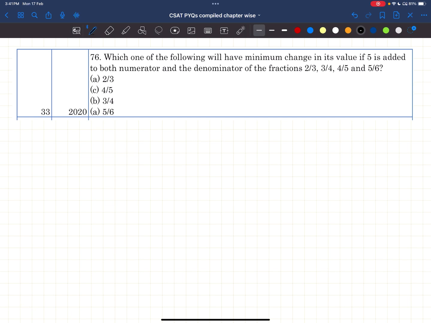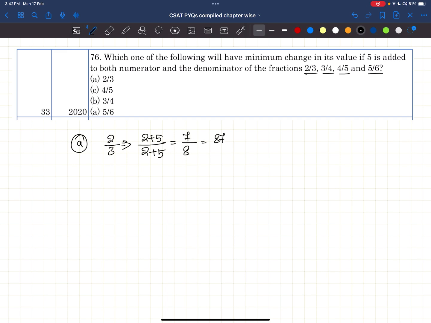Which one of the following will have minimum change in its value if 5 is added to both numerator and the denominator of the fraction? 2 by 3, 3 by 4, 4 by 5, 5 by 6. What is it telling? Let's take 2 by 3. It's telling that he's adding 5 to numerator and denominator. What will it become? It becomes 7 by 8.